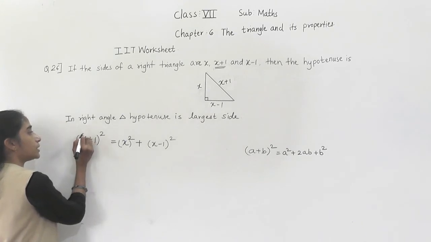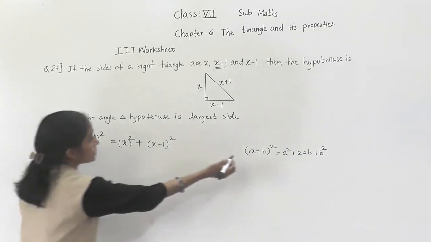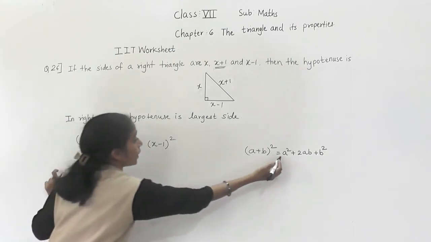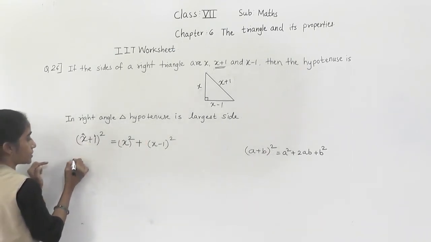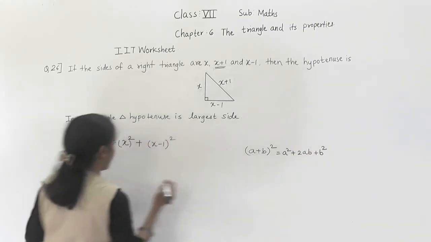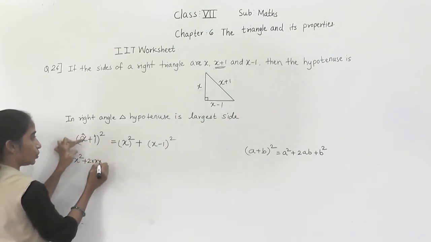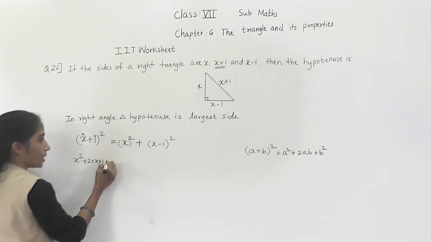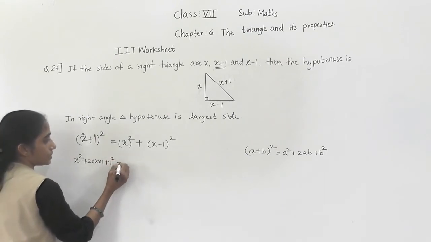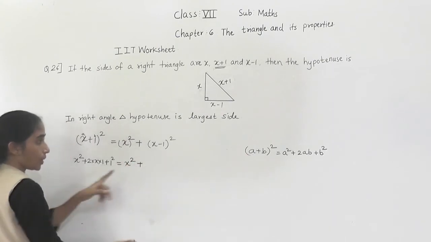Okay, now think it is here a and this is b. X is a and 1 is b. Now what is given in the formula? A plus b bracket square. A square means now a is x here. So x square plus 2 into a into b, 2 into x into b. B means here 1. Plus b square, b is 1. So 1 square. Then x square, it is also right, x square only, plus now x minus 1 bracket square.